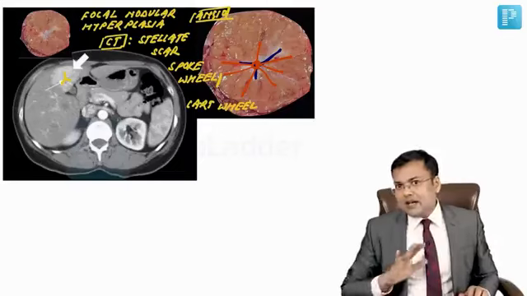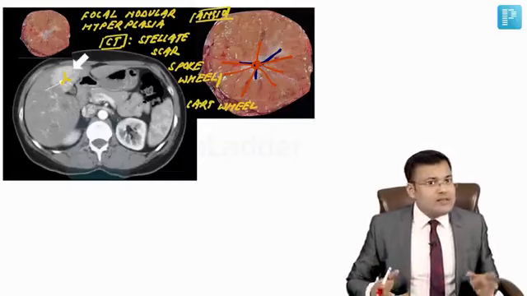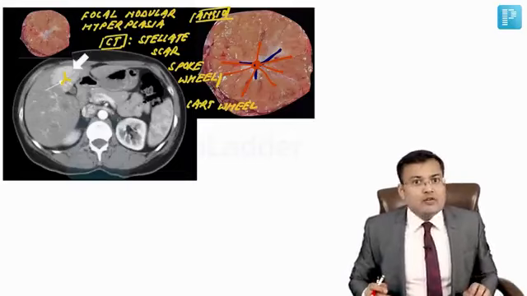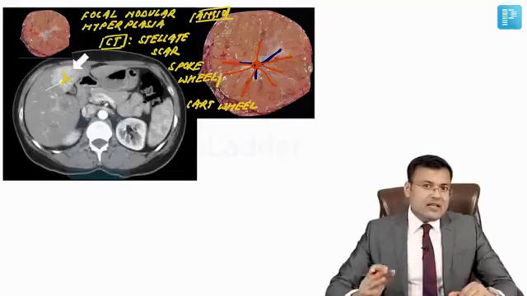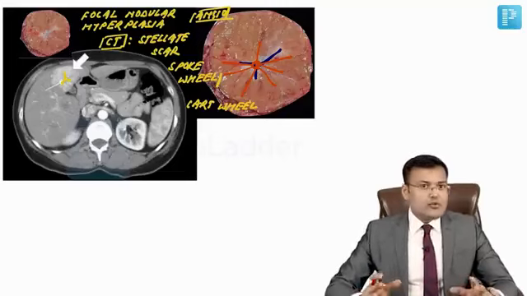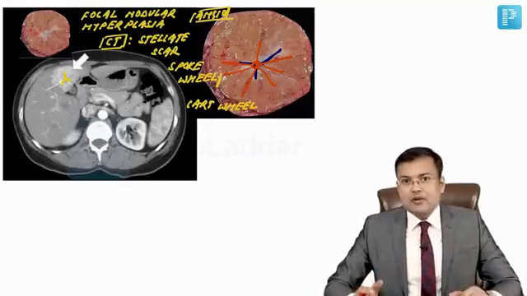Most of these patients are asymptomatic, diagnosed incidentally, and it's a benign tumor, so generally the treatment is observation. Whenever there is diagnostic uncertainty, in that case only we go for excision. So treatment is observation. In cases of diagnostic uncertainty, we go for excision.